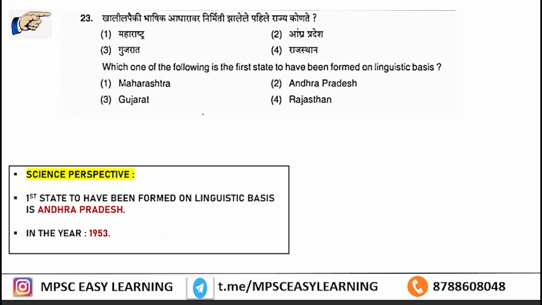Next question, which one of the following is the first state to have been formed on a linguistic basis? Linguistic, what does it mean? Language. On the basis of language, which is the first state? Maharashtra, Gujarat, Andhra Pradesh or Rajasthan? Here your answer is Andhra Pradesh. So it is the first state to have been formed on a linguistic basis, in the year 1953.